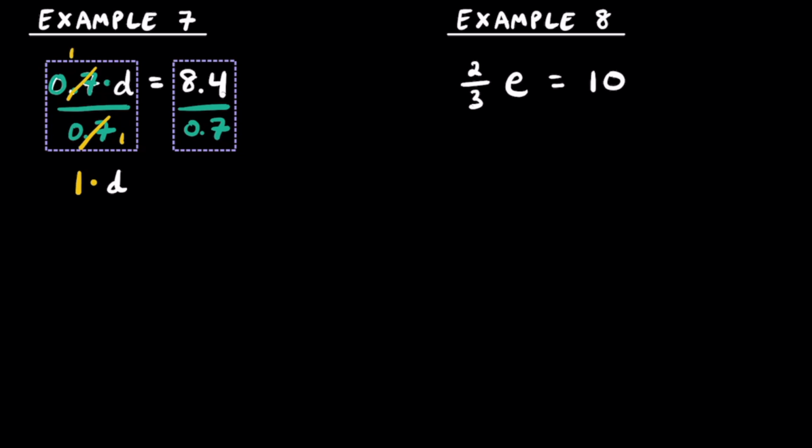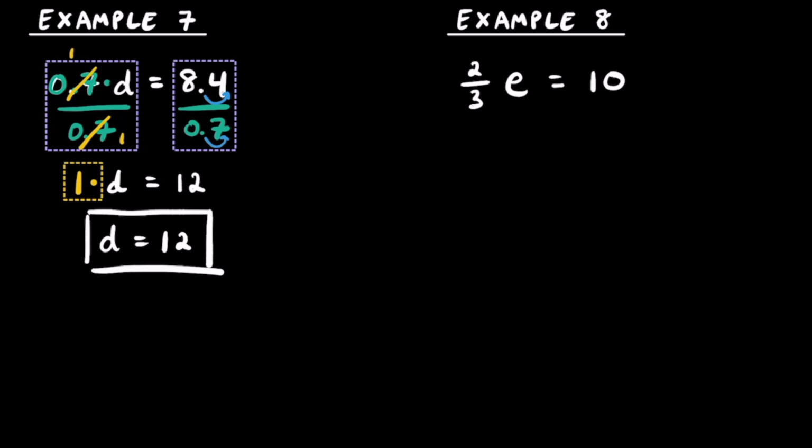On the right side, we have to see how many times 0.7 fits into 8.4. So if you want to, you can multiply both of them by 10, or slide both of their decimals to the right one spot and see how many times 7 goes into 84. We know 7 times 10 is 70, and that's 14 away from 84, which is just 2 more 7's. So based on that, we can say that 0.7 fits into 8.4 12 times. If 7 fits into 84 12 times, then 0.7 fits into 8.4 12 times as well. Let's go ahead and drop that 1 and say that d is equal to 12. There's our solution. For example 8, we have 2/3 e is equal to 10.